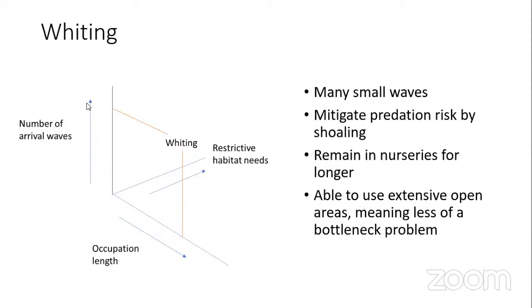So whiting, they arrive in a number of small waves. They're not trying to swamp predation by all arriving at once. They stay in a habitat for a relatively long time, but they have very unrestrictive habitat needs. So on this axis, they're very close to the origin. That puts them here, a nice long way away from the danger zone over here. They use a habitat that's very common. They arrive in dribs and drabs, bit by bit over time, which means they're able to stay in the nursery area for quite a while.